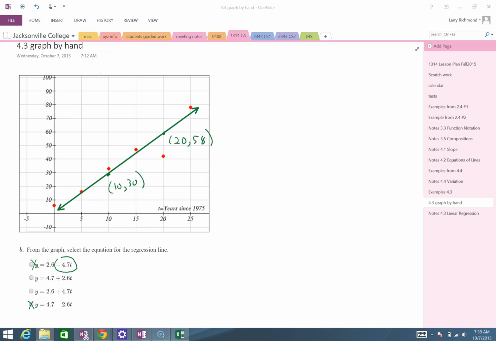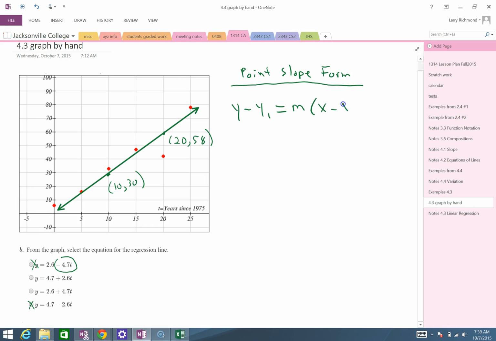Well, you may remember from the last section we learned about point slope form. Point slope form said that we could get the equation by y minus y1 is equal to our slope times x minus x1, where this x1 and y1 is either one of our points. I'm going to use my 10, 30 here. So y minus 30 equals, now I need my slope.